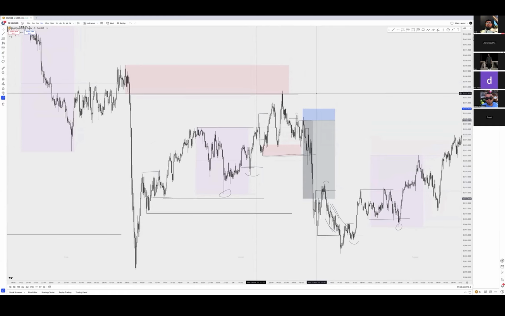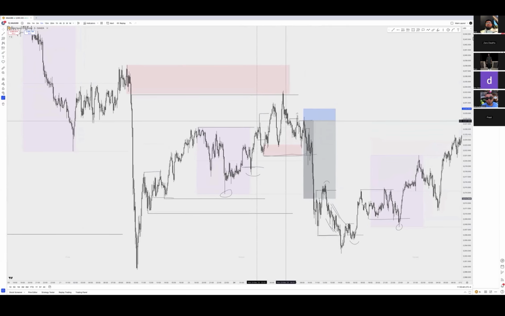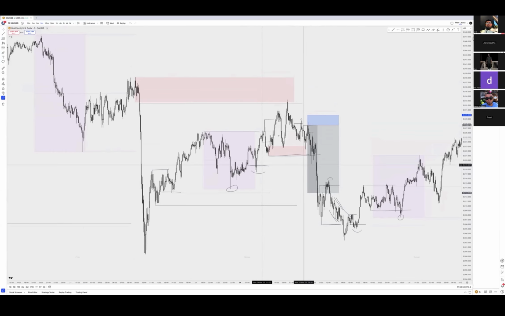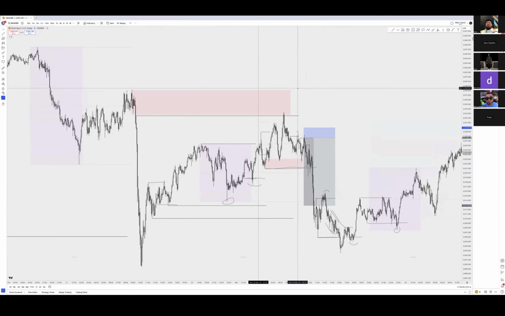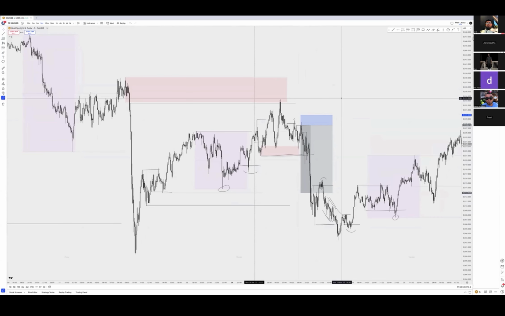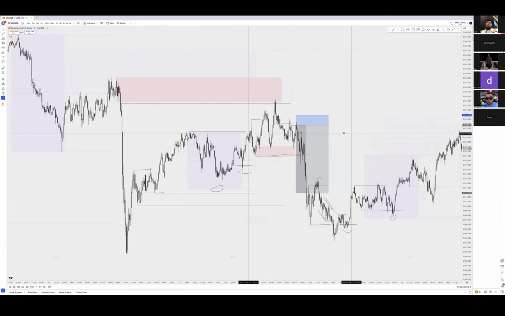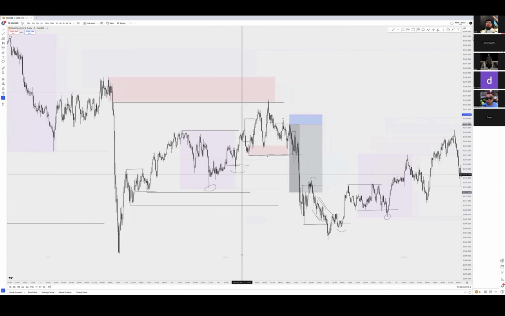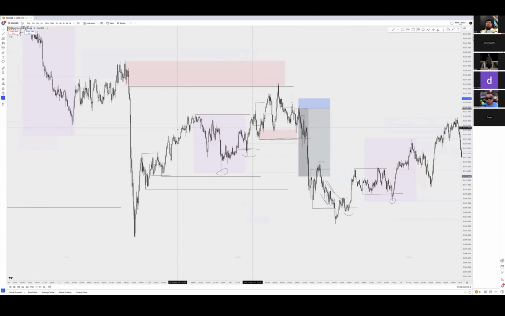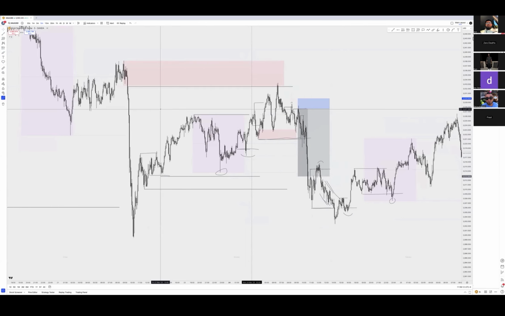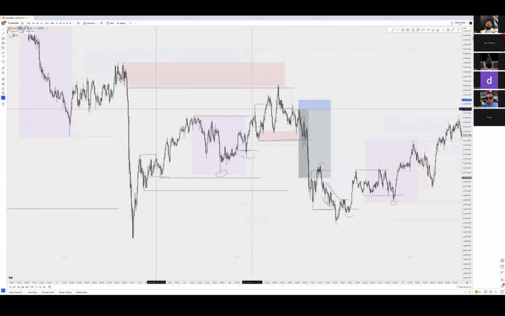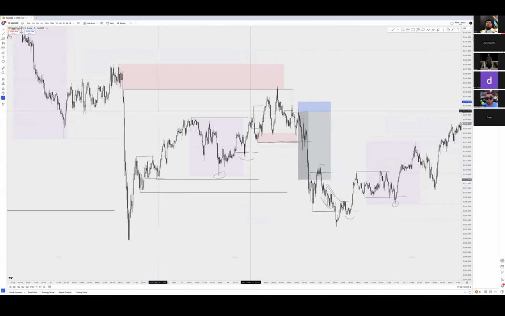So if gold decides to leave liquidity to the downside for later and come for this high, trap buyers here and then go higher, longs wouldn't be in play for me. I wouldn't be looking for longs if this gets taken out. I'll be looking for longs after the liquidity is taken out, or not all, but basically where the liquidity is.